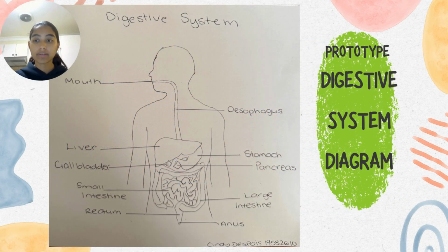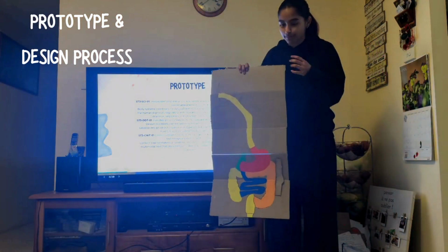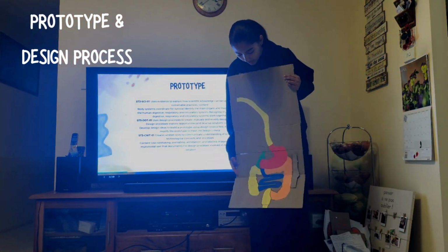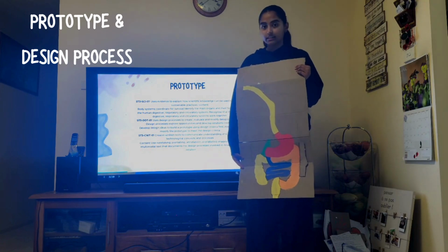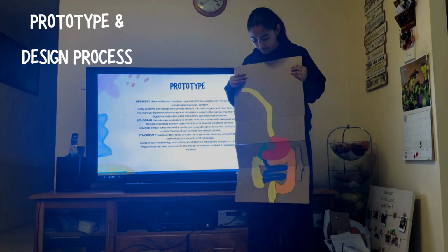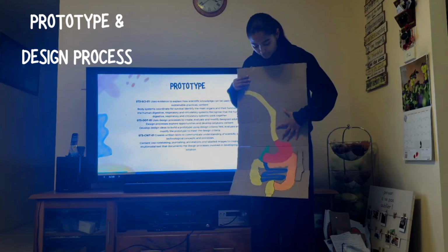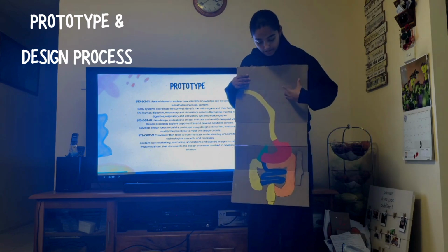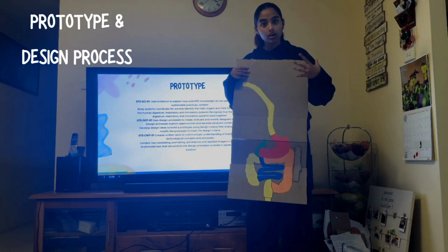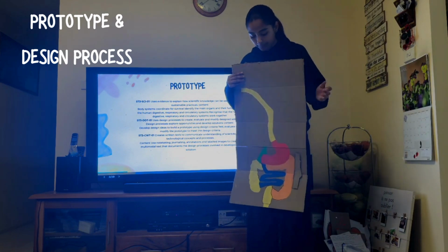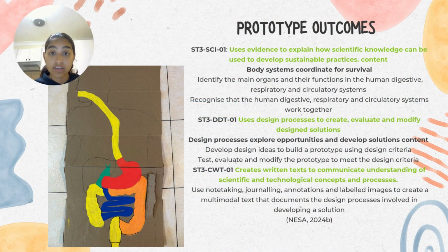The design process began with drawing a labeled diagram of the digestive system to create a prototype from. As you can see here, this is what my model was based on. This was my prototype. It started out with the right ideas. I wanted it to be on cardboard so it would be sustainable, and I used different mediums to draw on it to figure out what would be best for getting the colors to pop.